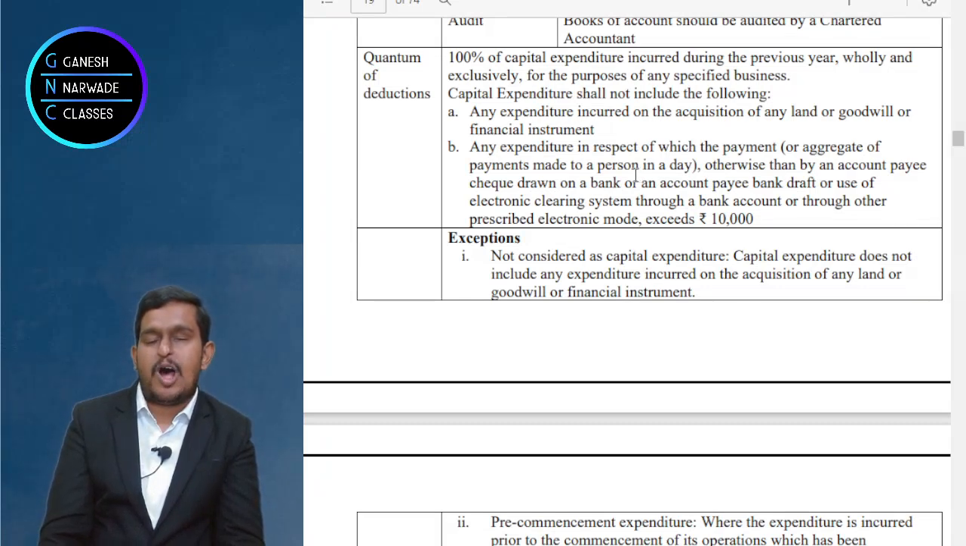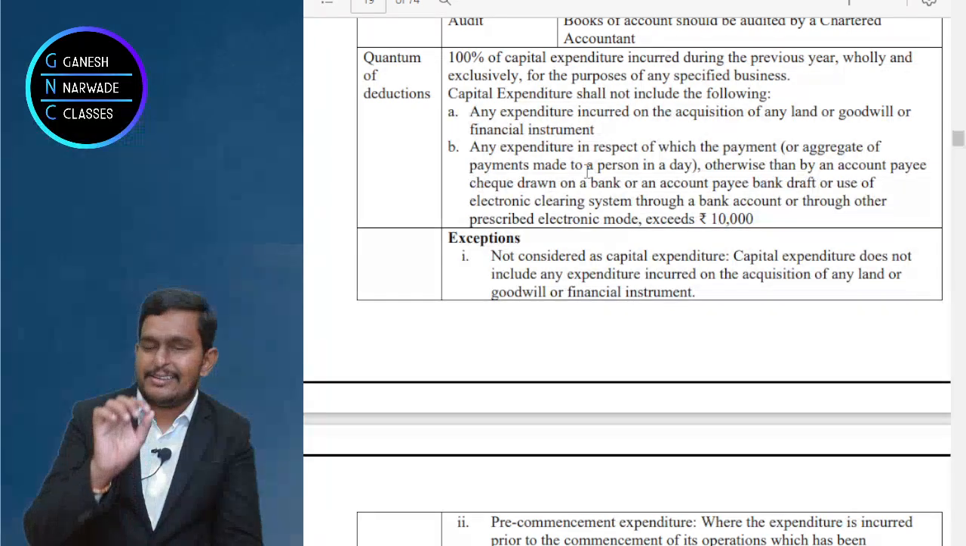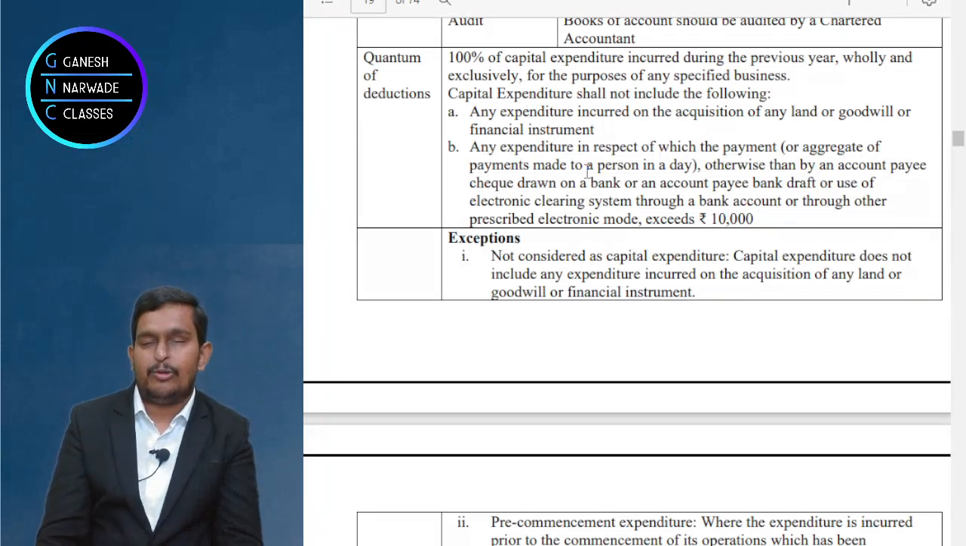If it is a crossed cheque, we will also consider it as cash. If it is a bearer cheque, it is considered cash. So when I talk about cheque, it should be an account payee cheque. ECS is okay, allowed, electronic clearance system.